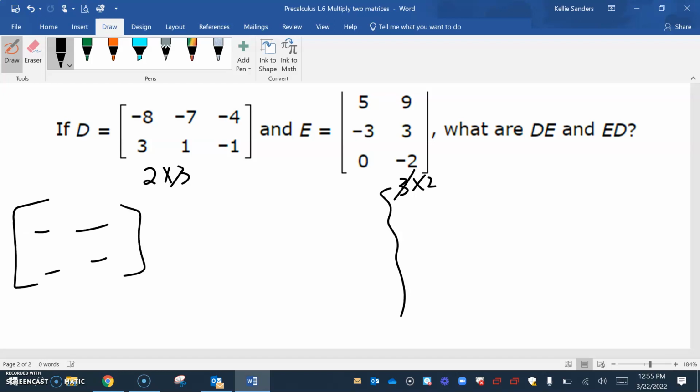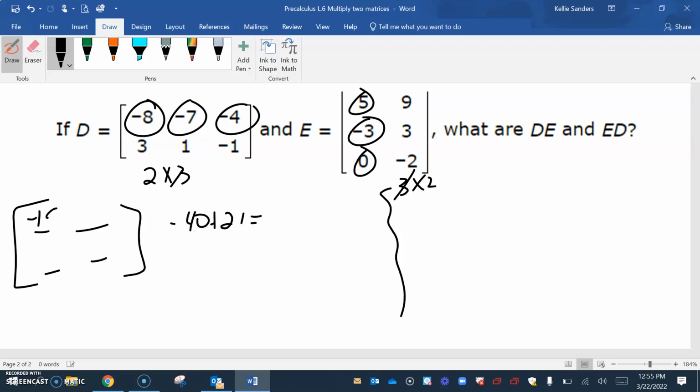Here we go. So negative 8 and 5 is negative 40. Negative 7 and 3 is 21. And that's 0. So negative 19. Negative 8 and 9 is negative 72. Negative 7 and 3 is negative 21. Negative 4 positive 8. Negative 93 plus 8 is negative 85.